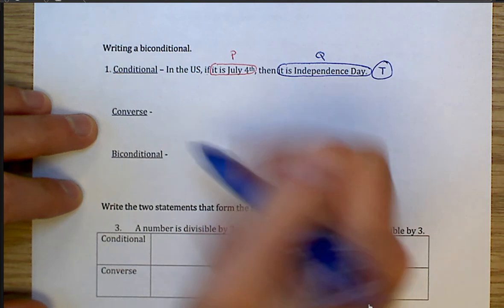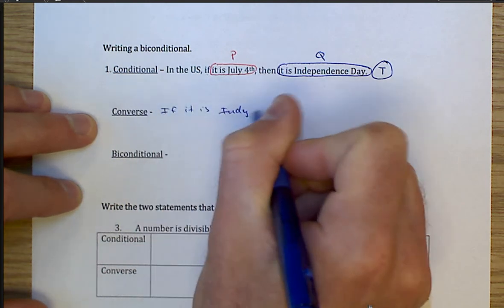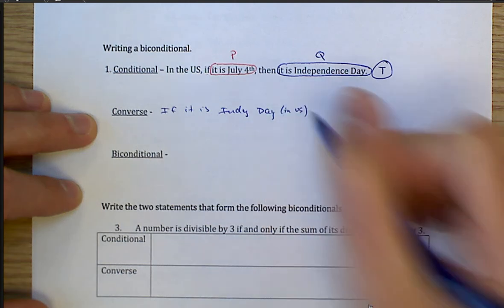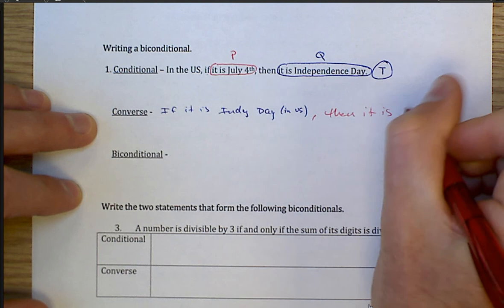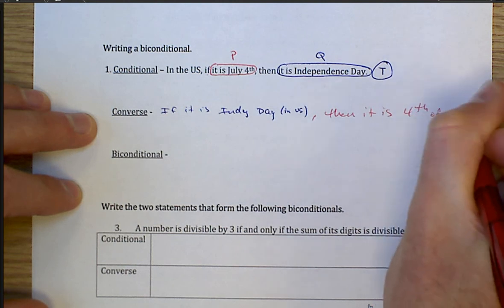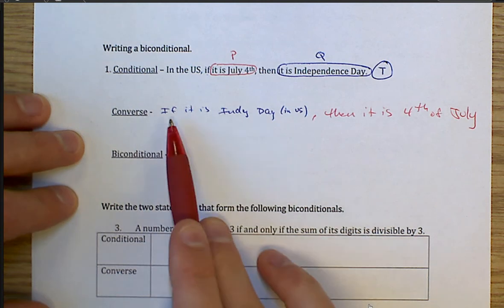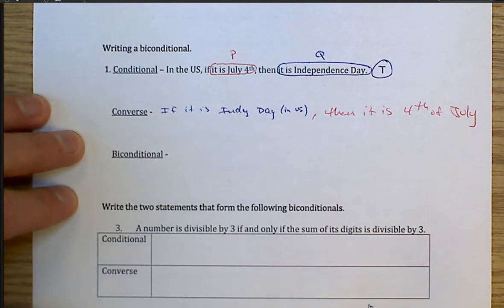If it is Independence Day, and I'll put in the U.S., comma, then it is 4th of July. And again, you may not write it perfect like me, but it's fine. Let's read it. Let's see if it's true or false. If it is Independence Day in the United States of America, then it is the 4th of July. That is also a true statement.